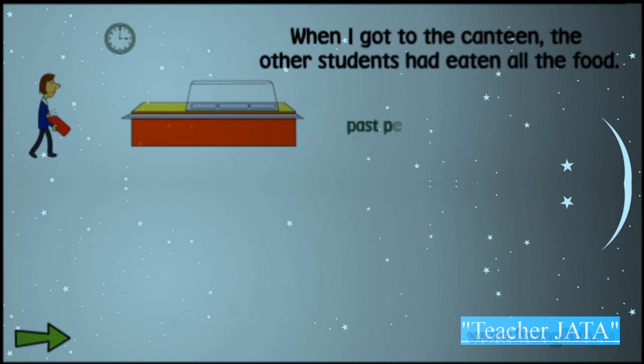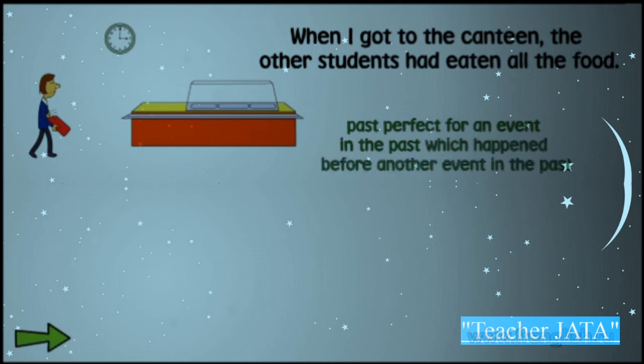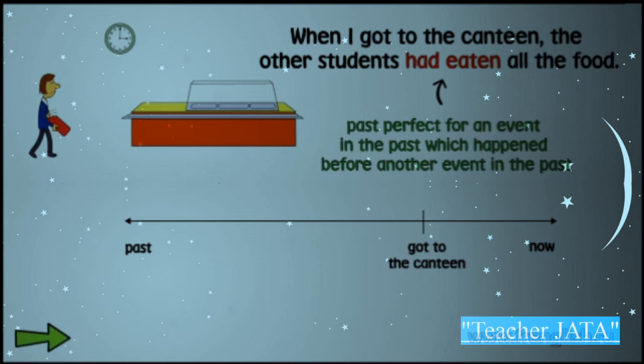We use the past perfect to talk about an event in the past which happened before another event in the past. When I got to the canteen, the other students had eaten all the food.